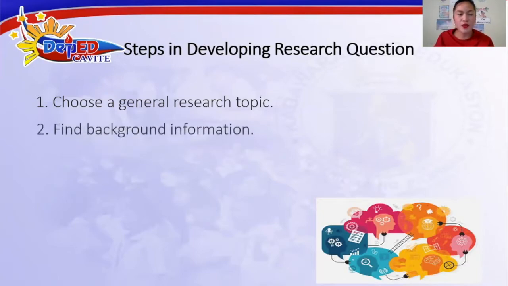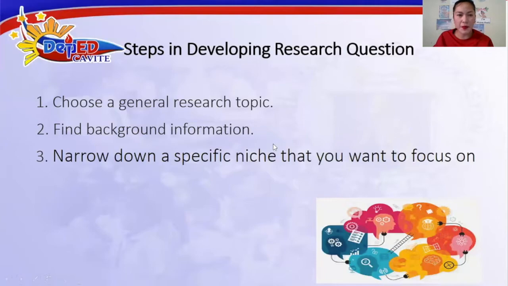Next, number 2, find background information. There are a lot of news, articles, or blogs about social media and its negative effect on high school students' academic performance by a certain age group. Okay? So we can use that information in doing our research paper. Number 3, narrow down to a specific niche that you want to focus on. Since academic performance is a broad topic, let me narrow it down to the attention span of high school students.